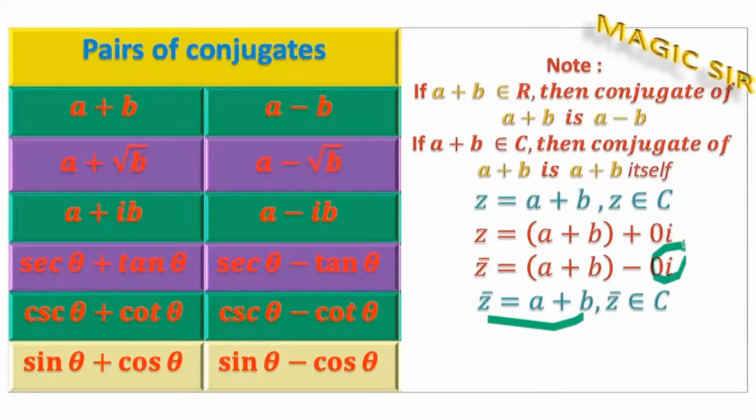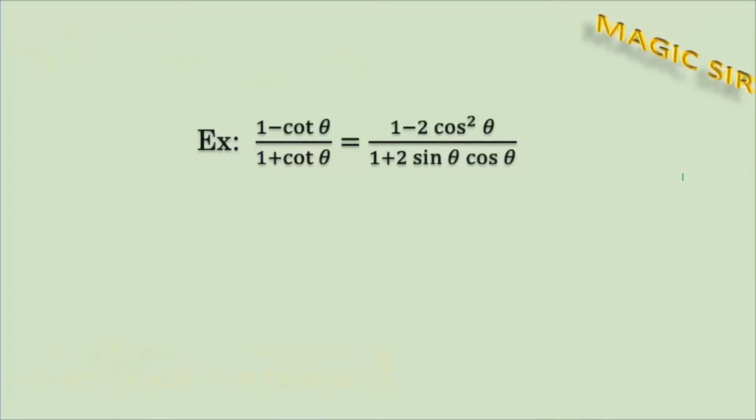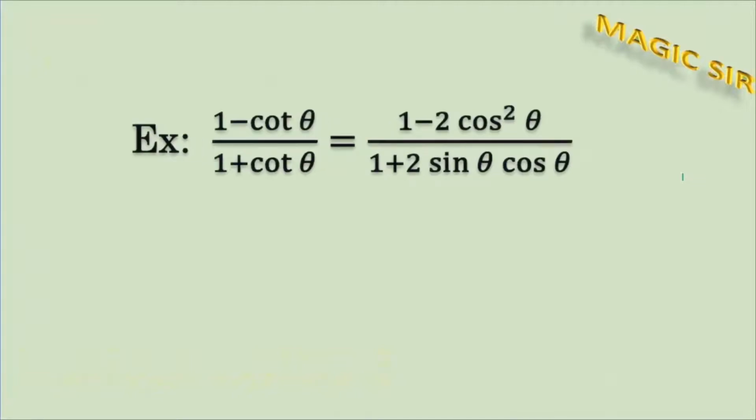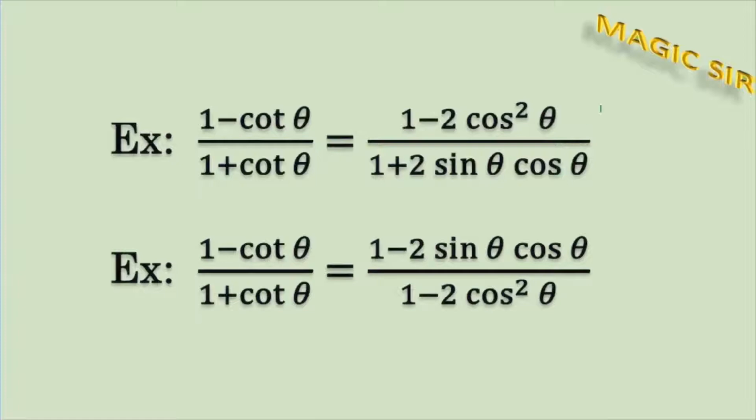Therefore, the conjugate of Z is equal to A plus B, and A plus B is the complex number. Hence, we can say that if Z is equal to A plus B, Z belongs to C, then conjugate of Z equal to A plus B itself. Look at these two examples. The left hand side of these examples is identical, note that their right hand side is different.